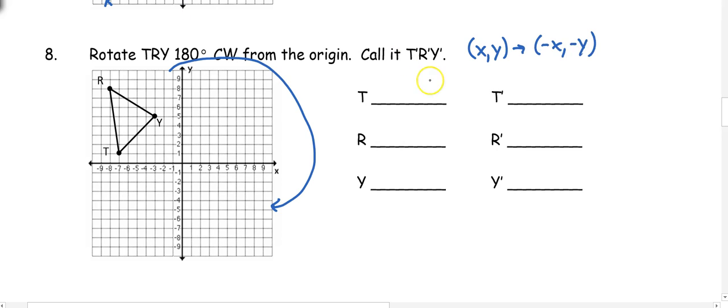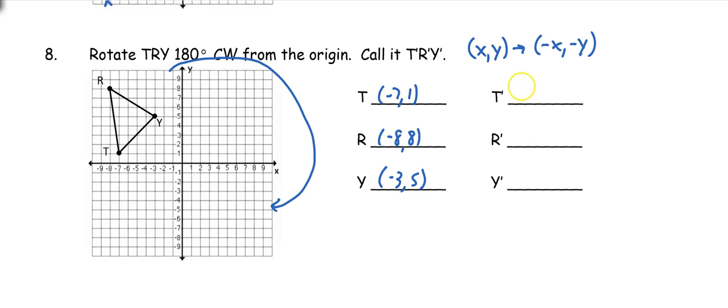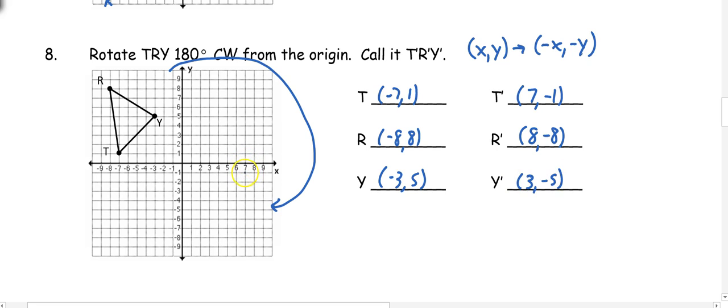Remember to copy down your T point again. Our T is negative 7, 2, our R is negative 8, 8, and our Y is negative 3, 5. All I'm going to do is keep the same order but switch the signs. So T prime is now 7, negative 2, R prime is now 8, negative 8, and Y prime is now 3, negative 5. So I can plot those points and then make my image.